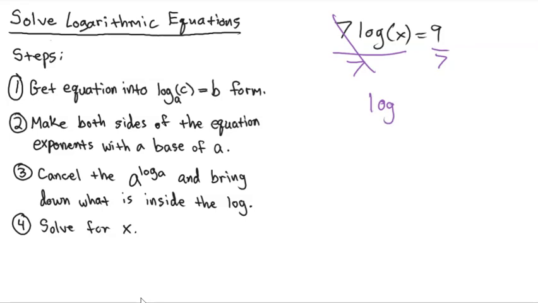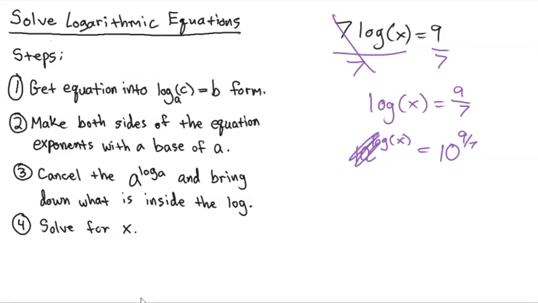Now we have log base 10 of x is equal to 9 over 7. So now it's in the correct form. Now we're going to make both sides of the equation exponents. So the base of this logarithm is 10. So this is going to be 10 to the power of log of x is equal to 10 to the power of 9 over 7.